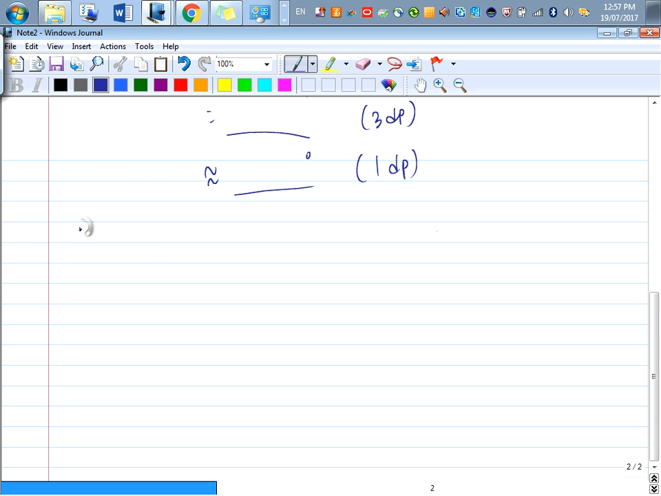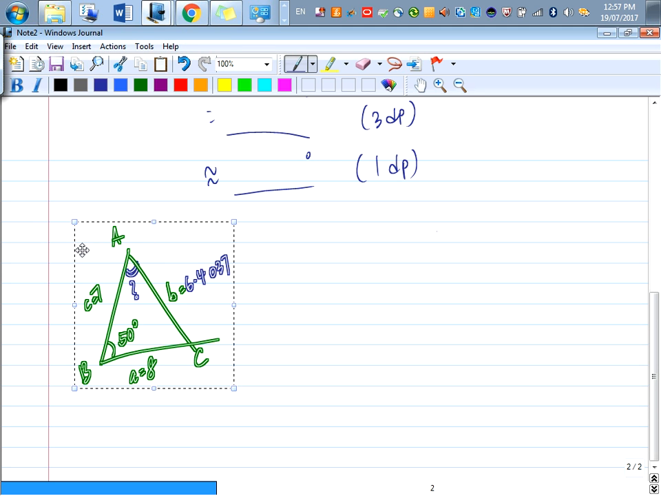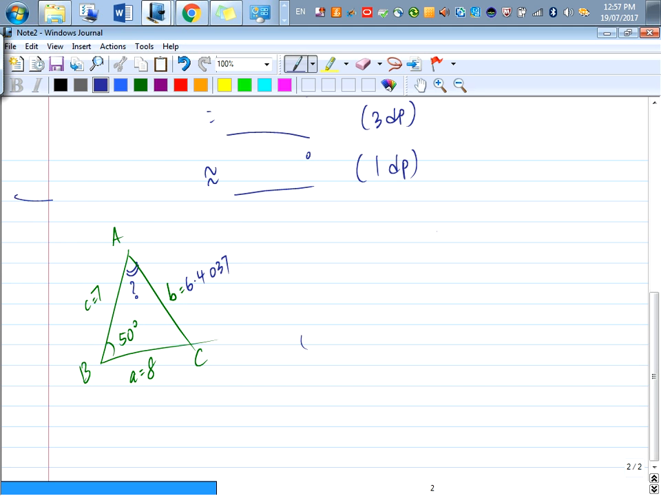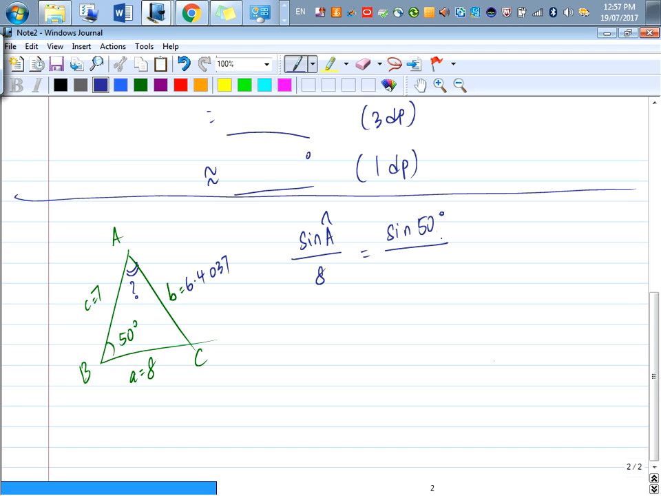Same question. Okay, now applying my sine rule. Francis, what did you have for the first step? Sine A, like that, over 8. Sine 50 over.